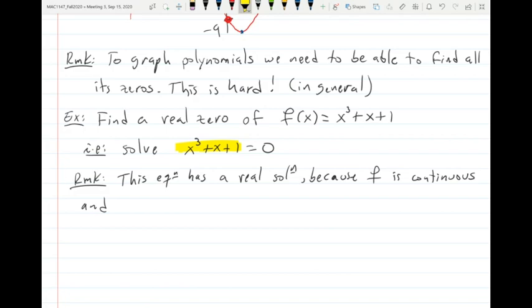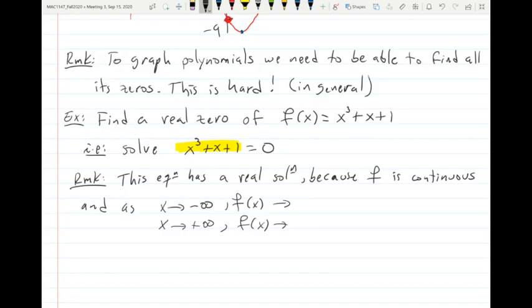Now, the question is, will there actually be a solution? Well, let's convince ourselves. This equation has a real solution because of the following. First of all, the graph is continuous, so you cannot lift the pencil. And we also know the end behavior. As x approaches negative infinity, what can we say about the function? What does f of x approach when x approaches negative infinity? What can we say about the end behavior of this function?